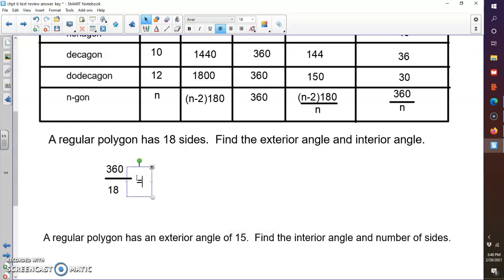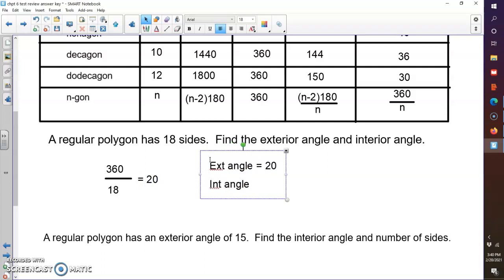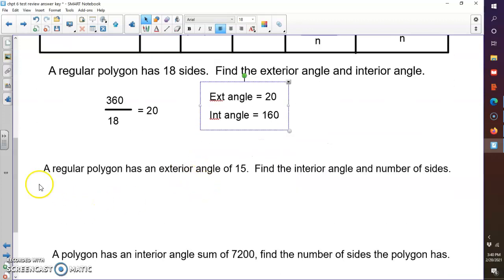It's in right here, equals 20. And what does that 20 represent? That 20 represents my exterior angle. So my exterior angle equals 20, therefore my interior angle has to equal 160, since they have to be supplementary.